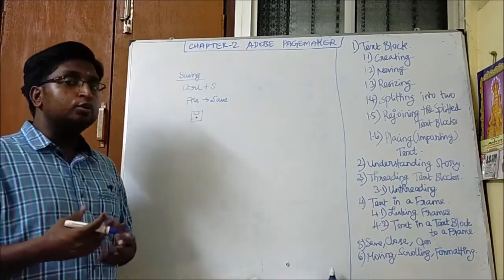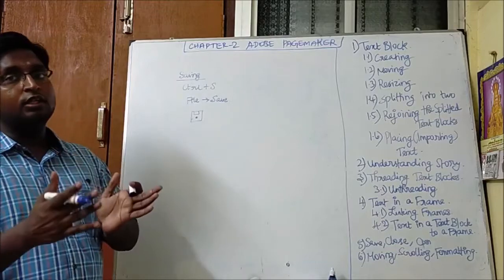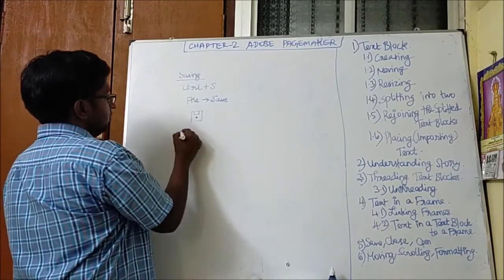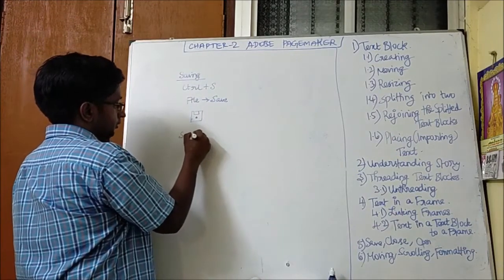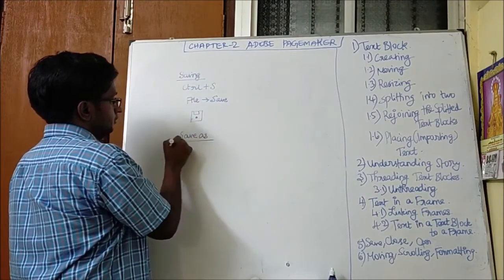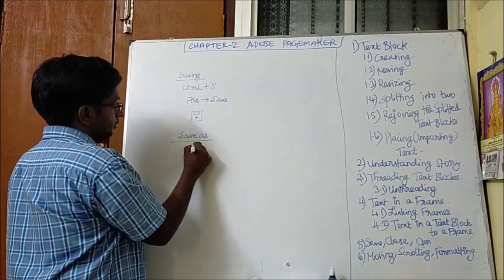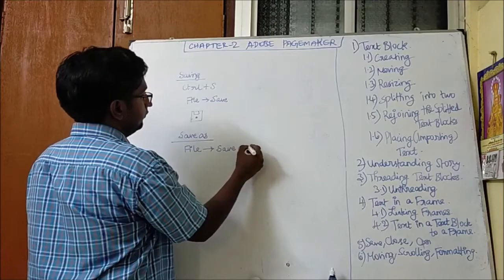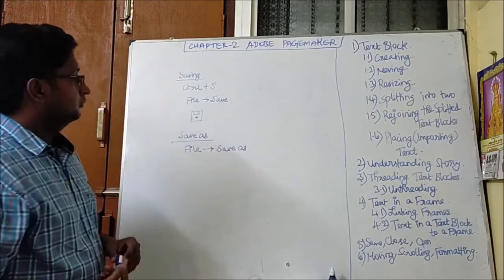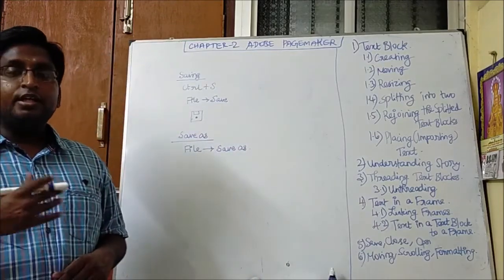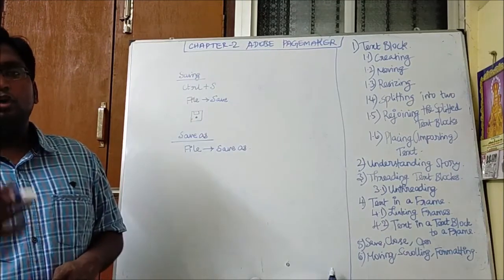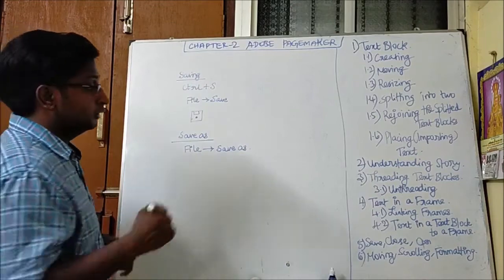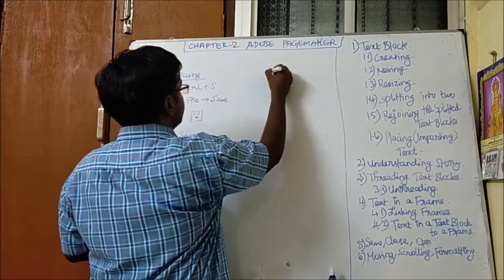So to save a new document, to have a copy of the old document, we can use the Save As option. File, Save As. So we can create a duplicate copy or a new copy of the document using the Save As option. So closing a document.